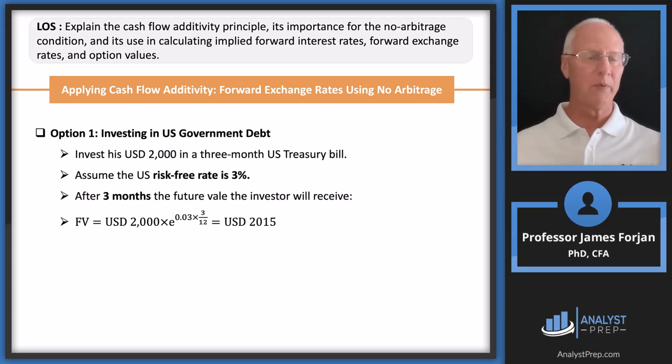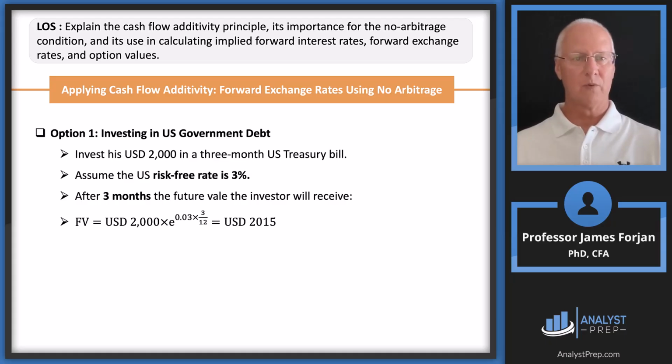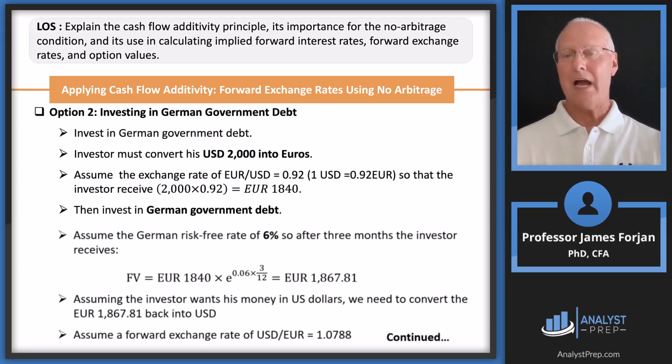And by the way, most people think that the U.S. Treasury Department can issue risk-free securities. So after 3 months, what do we know about future value? Well, we've done this calculation multiple times already. So there you get 2015 US dollars. Now, investing in the German government debt is a little bit more complex because what we need to do is start with the 2,000 US dollars and convert over to euros. So there's an exchange rate there.